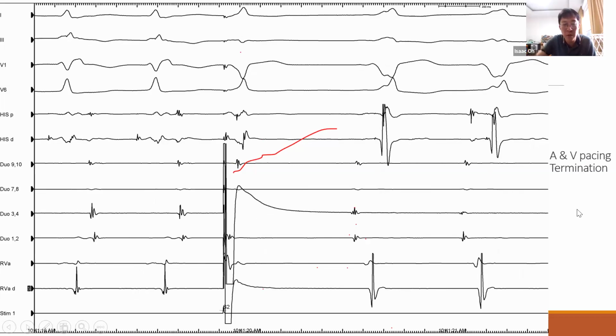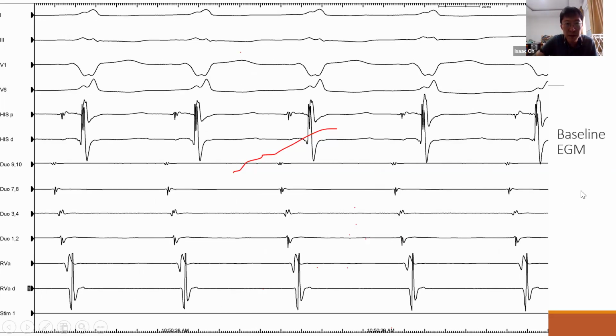And compared with the previous time, the tachycardia was induced much more easily, and then we went to the VA simultaneous pacing and it terminated. And this is the baseline EGM. Compared with the first case, we can see a clear proximal His potential here, and we can distinguish the A and V potentials much more clearly.